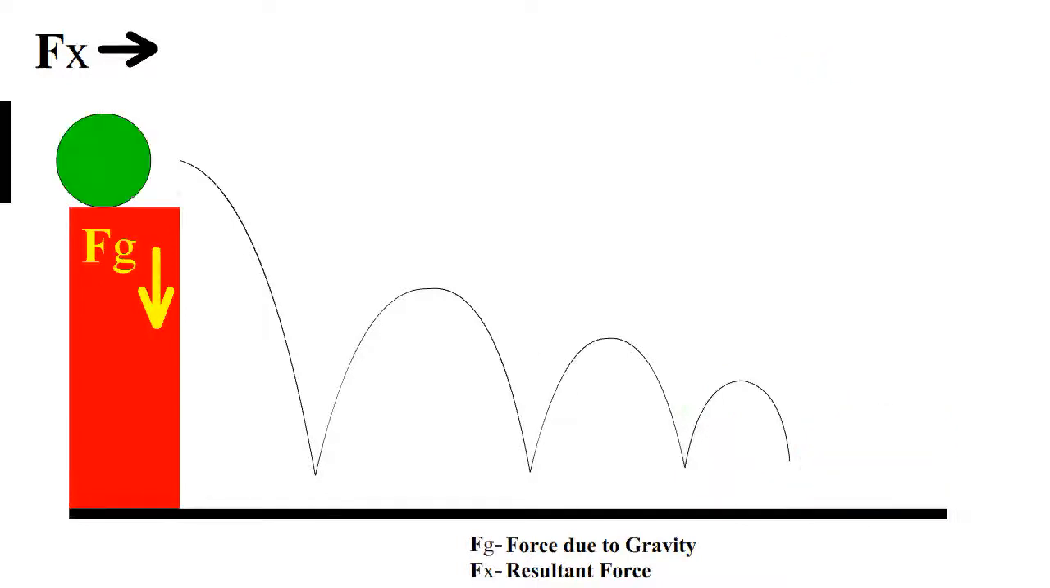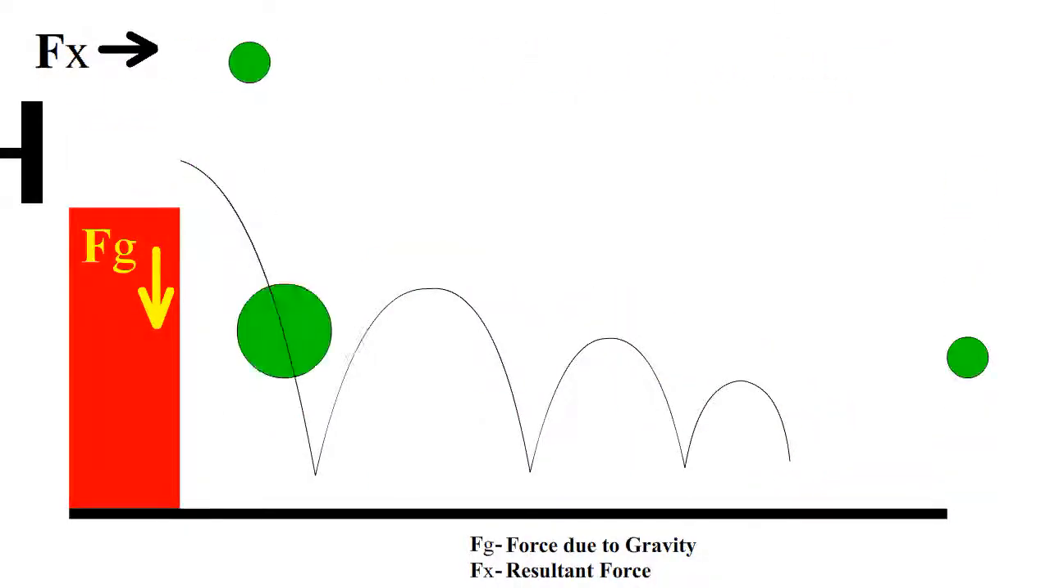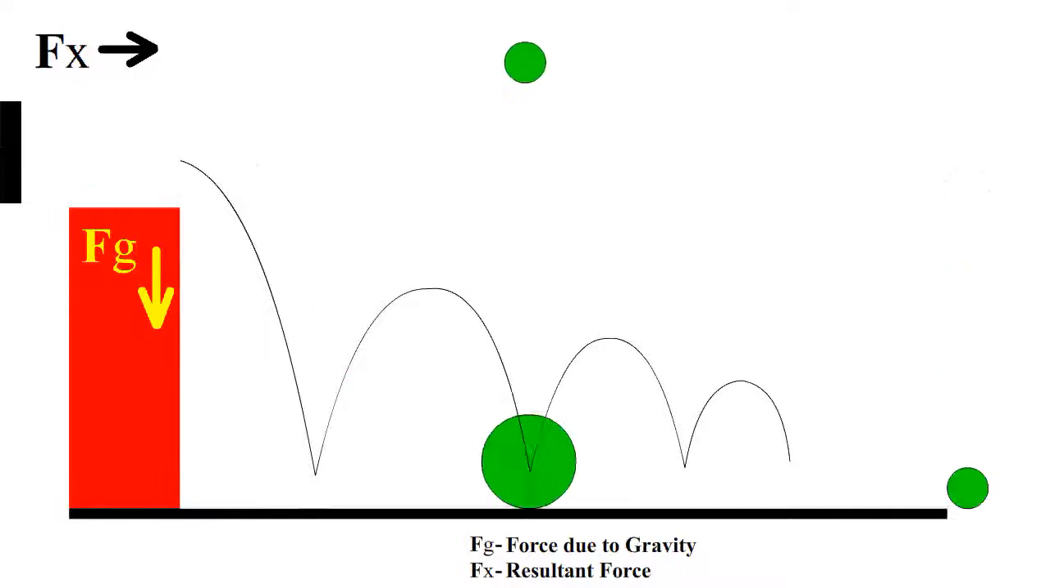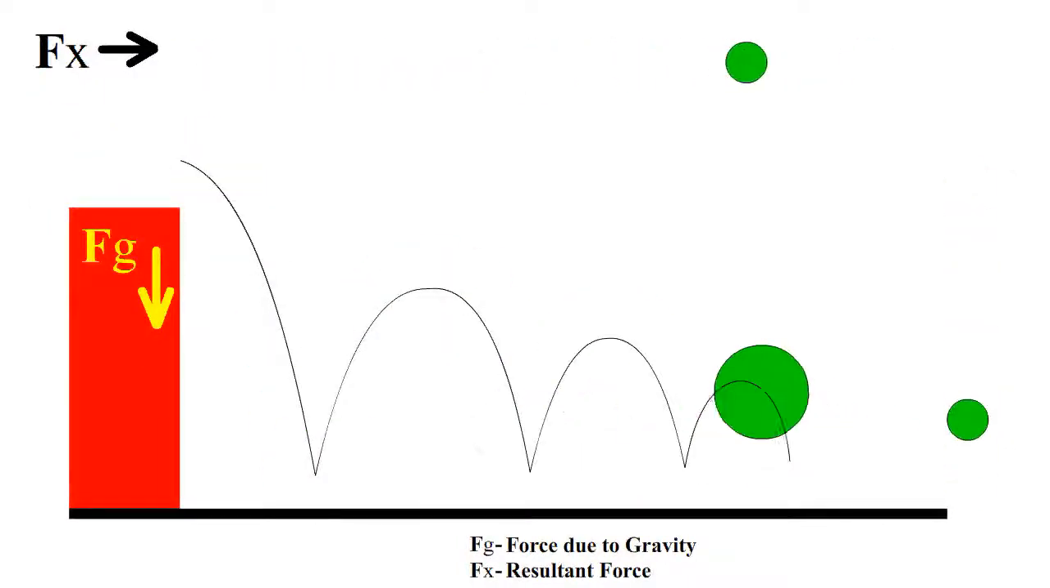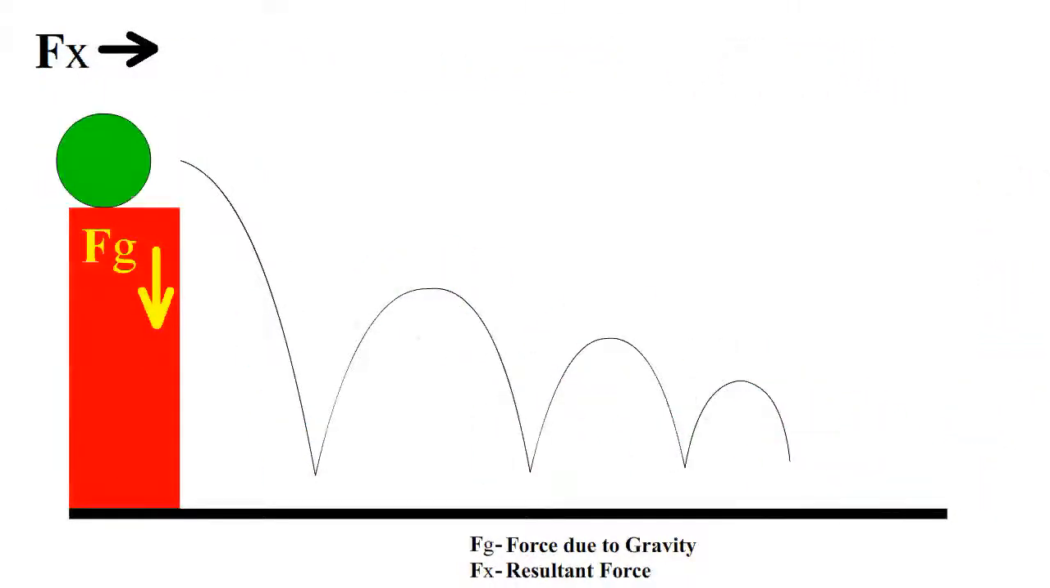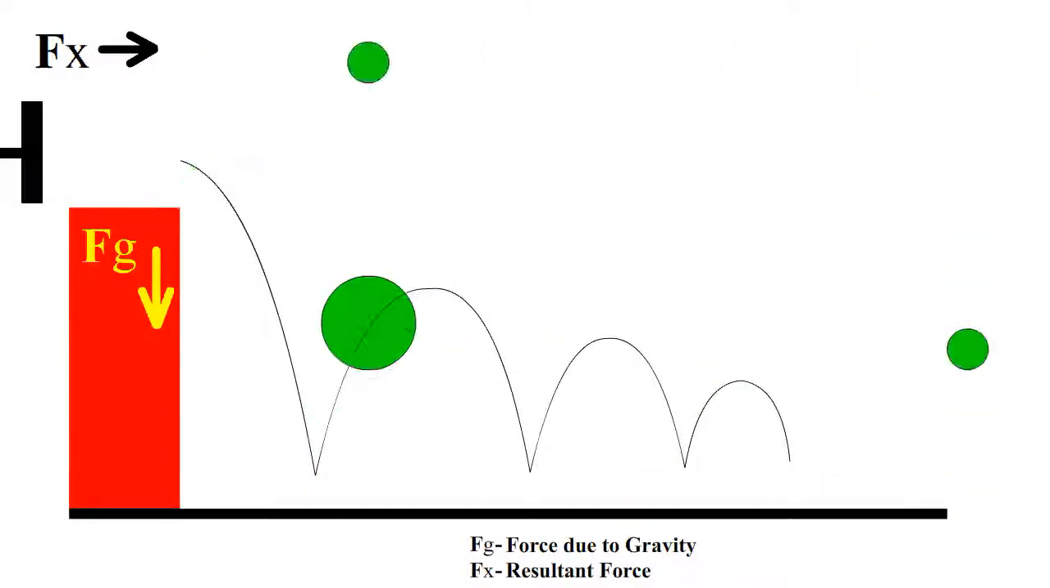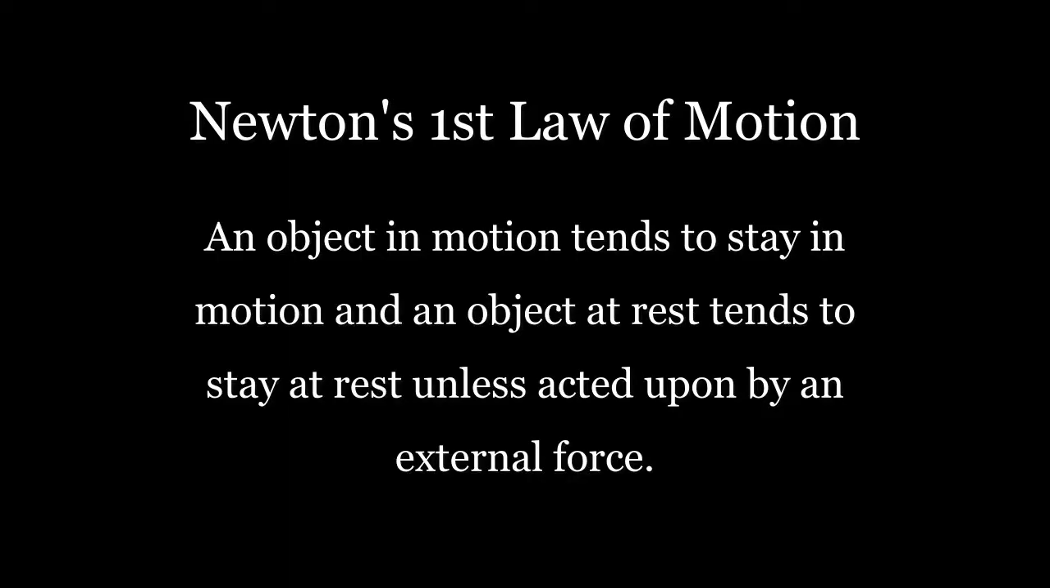So very simply, let us understand this concept with the help of a bouncing ball. First of all, see, the ball is at rest and then a piston comes and gives it a push. Until and unless the ball is given a push, it will not move. Why? It is because of Newton's first law of motion. The first law says that an object in motion tends to stay in motion and an object at rest tends to stay at rest unless the object is acted upon by an external force.